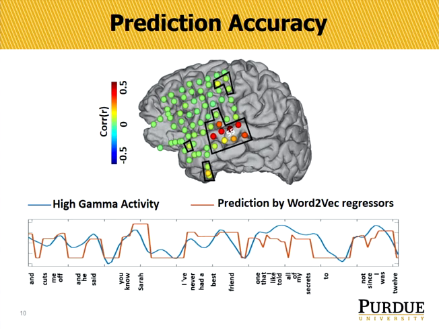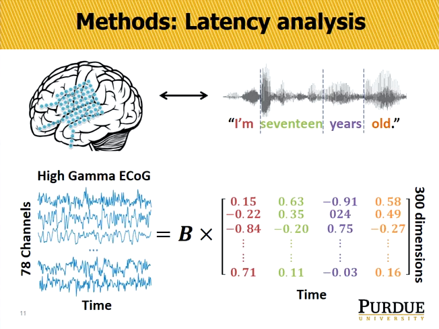Now we have a bunch of locations that carry word meanings. One interesting question is whether these locations encode the word meanings at the same time. With the high temporal resolution of ECoG, we can answer this using a latency analysis. For each channel, we manually lag the high gamma power behind the speech stimuli by a variable delay. The estimated latency was defined as the lag with the highest prediction accuracy.